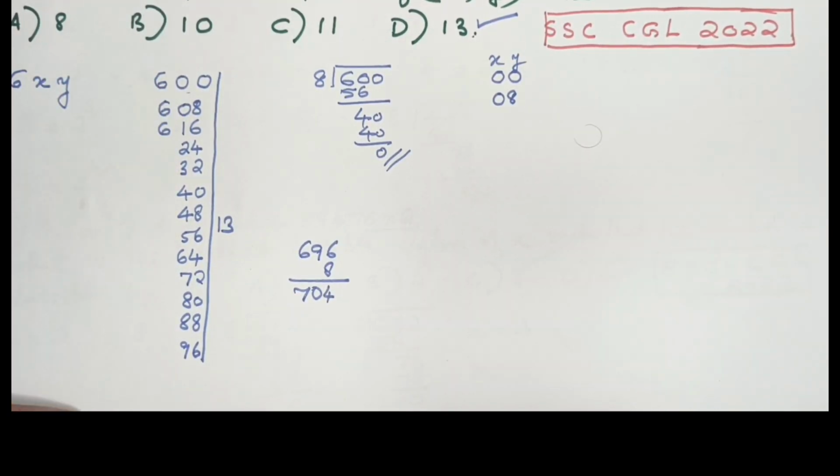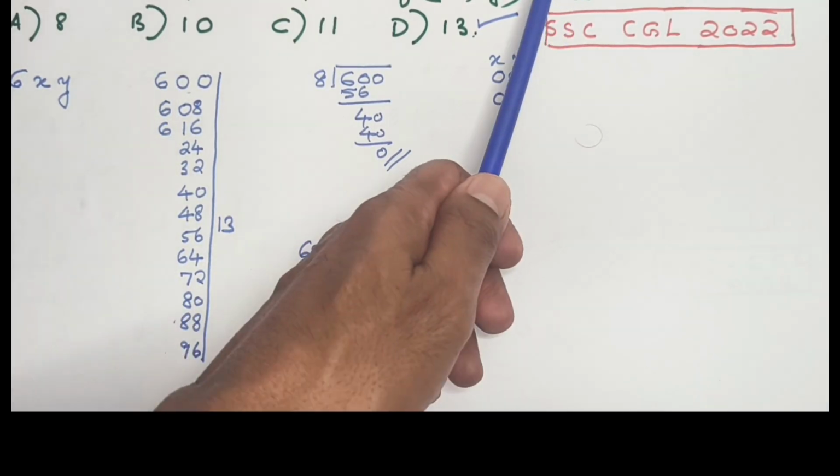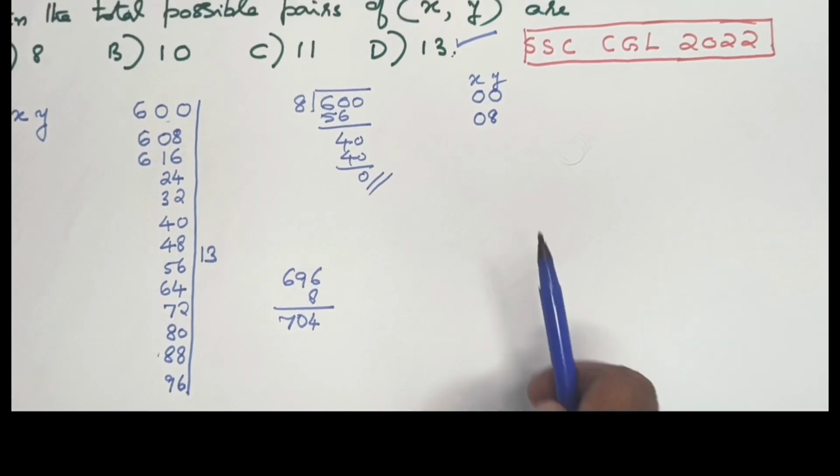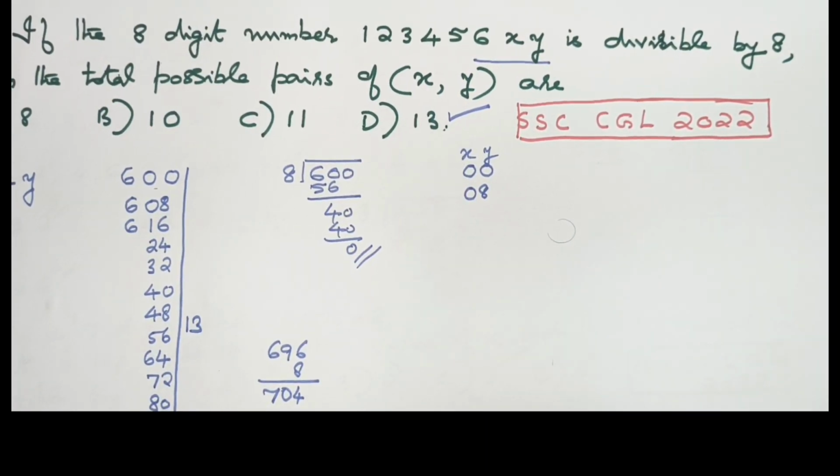Because all these 13 numbers are clearly divisible by 8. And because of that, putting xy equal to one of these 13 choices in the given number, you can see the whole number being divisible by 8. So 13 is the final answer.